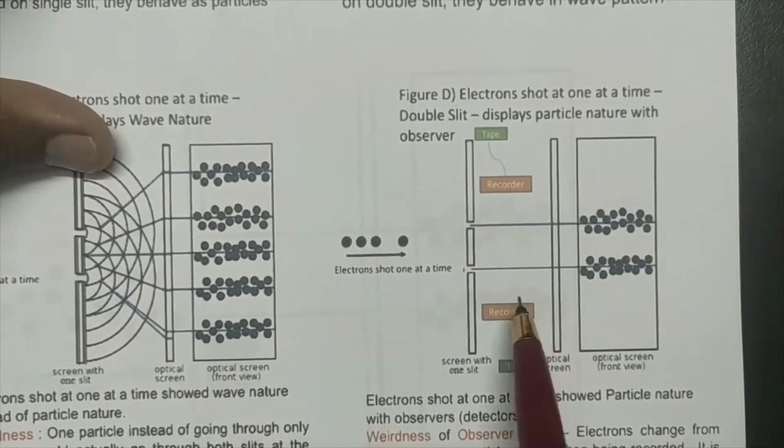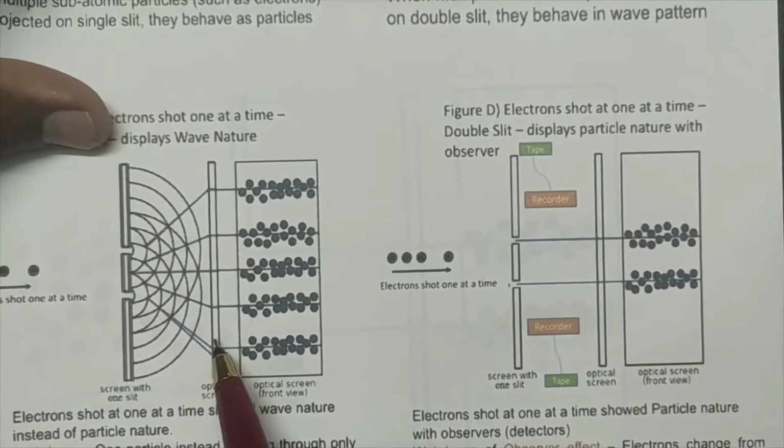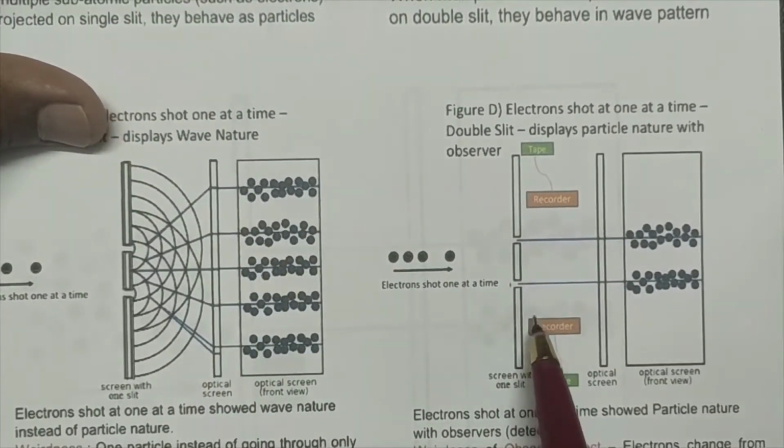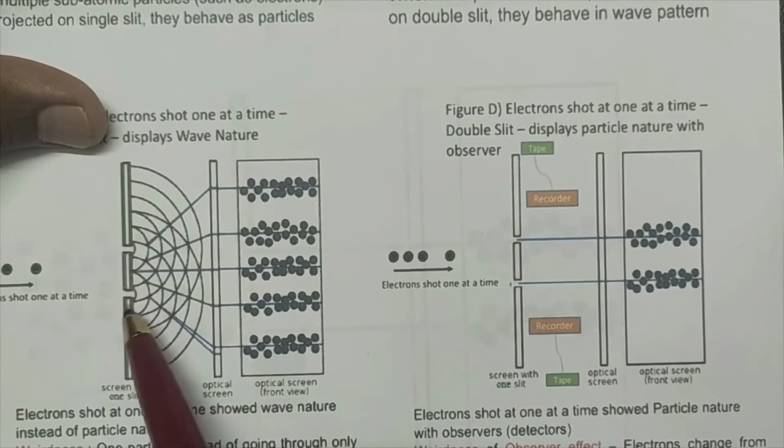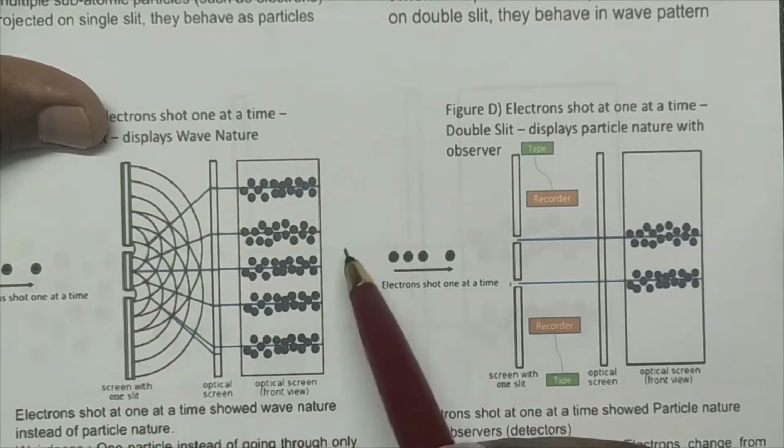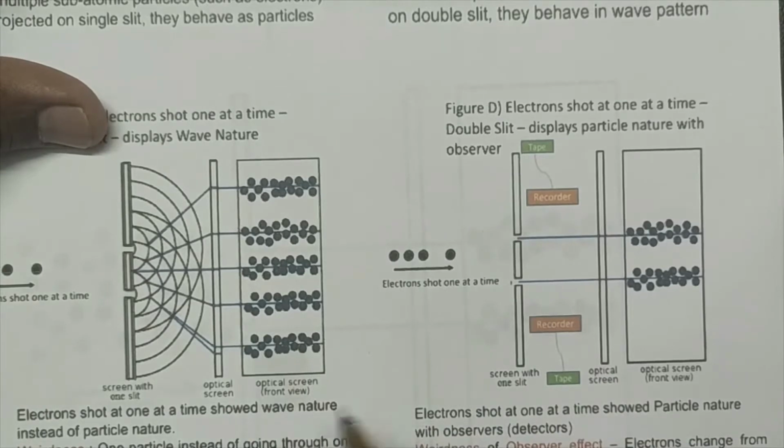So these are the two complete behaviors. When I am tagging the electron, the electron behaves as a particle. When I'm not tagging the electron, and it is free to go through either slit, it has to decide whether to go through this slit or that slit, and it behaves like a wave. This is a very weird observer effect.